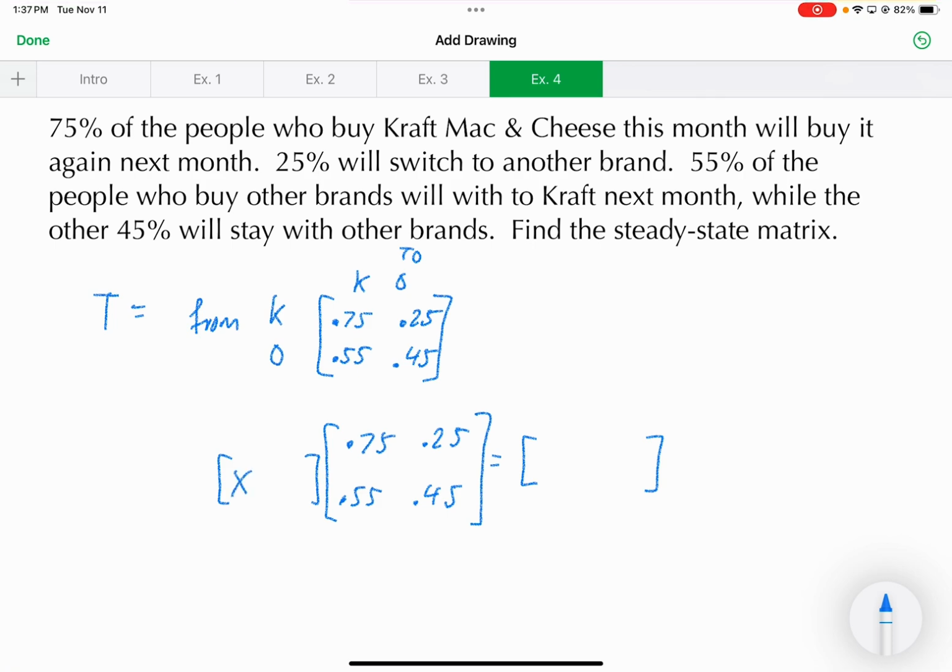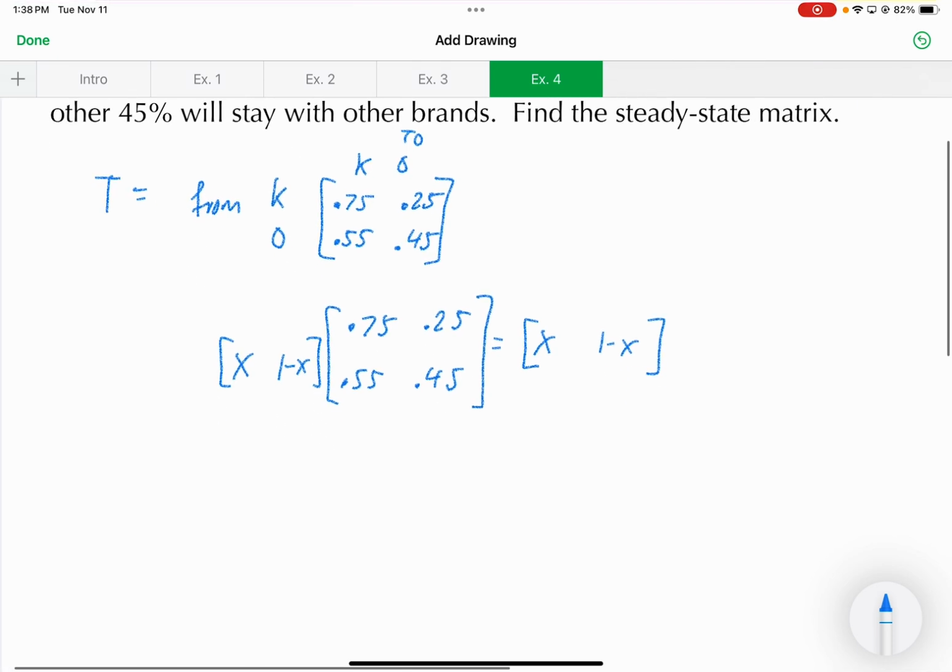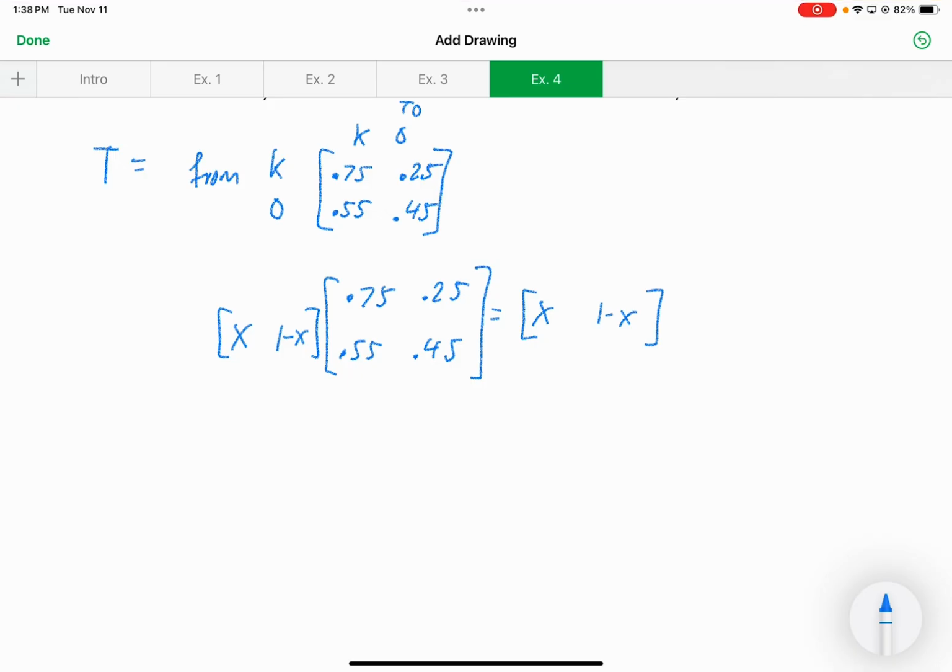If I put X as that first entry, what would that second entry have to be? Not Y. Good guess, like another variable, but I would rather do it in terms of X. 1 minus X, because my rows have to add up to 1. So I'm going to do 1 minus X for my value there, and it's going to have to equal the same matrix. So I'm going to have my same values for X and 1 minus X as my steady state matrix. All right, and then let's do some matrix multiplication and solve for X.